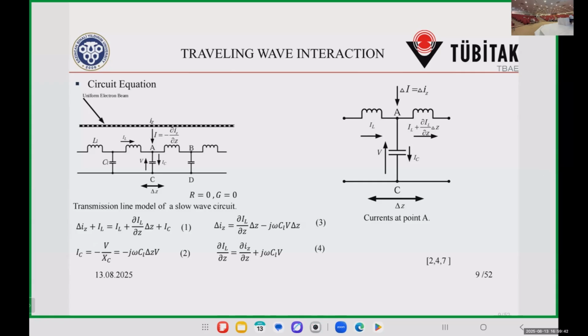Is this the current flow for the electron or for the RF? Is this for the electron beam or for the RF? These equations you are writing.